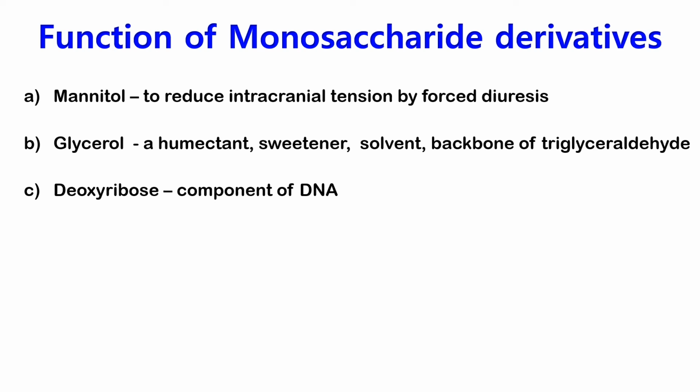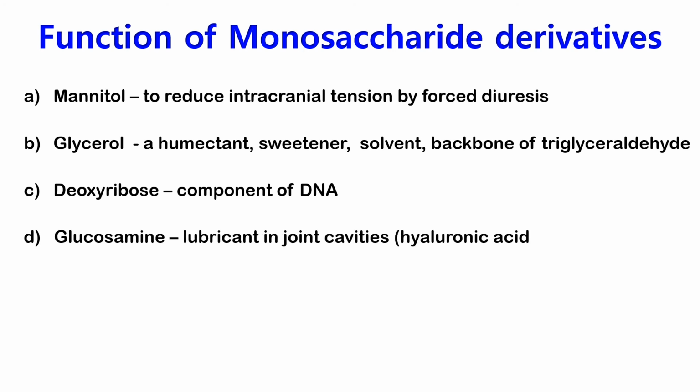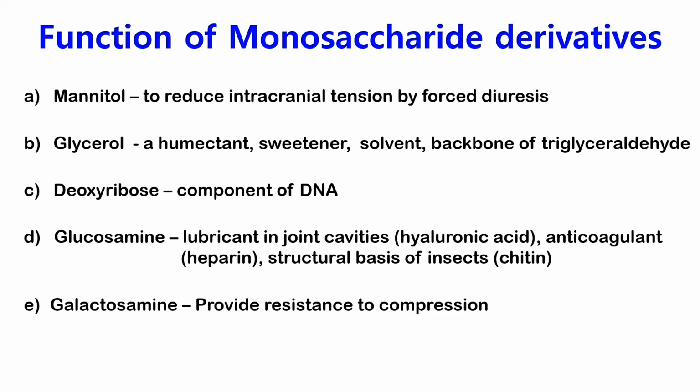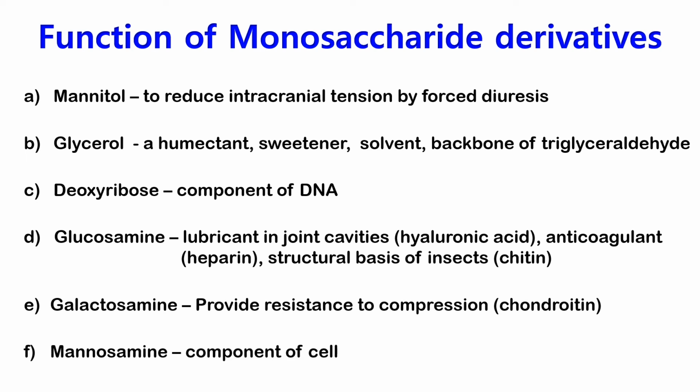Other than that, the monosaccharide derivative glucosamine can act as a lubricant in joint cavities, act as an anticoagulant, and is the structural basis of insects. Galactosamine is a constituent of chondroitin, which provides resistance to compression. Last but not least, mannose is part of the cell membrane component and receptor.